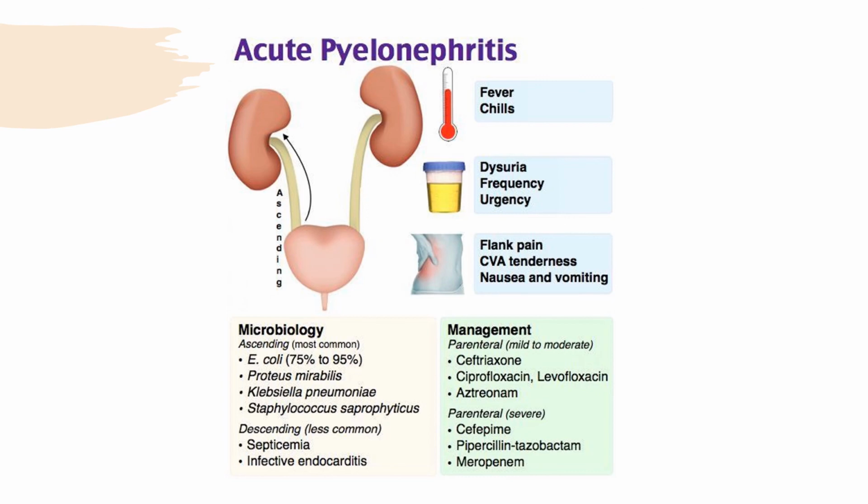And management. If it's a mild to moderate case of pyelonephritis, we'd be giving either ceftriaxone, or known as Ancef, ciprofloxacin or levofloxacin, and ertapenem. If it's more of a severe case, we're going to be giving more broad spectrum antibiotics: cefepime, piperacillin, also known as Zosyn, or meropenem. So please know this slide.